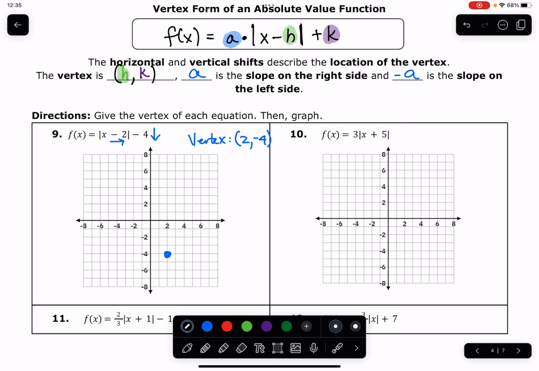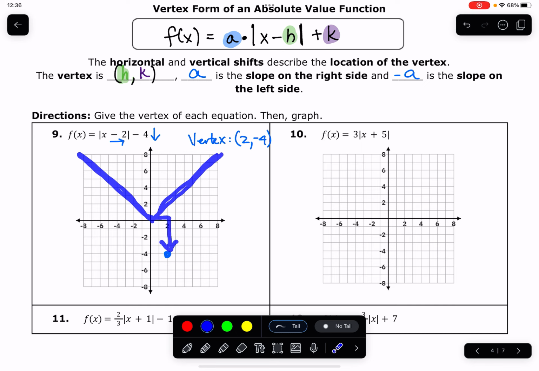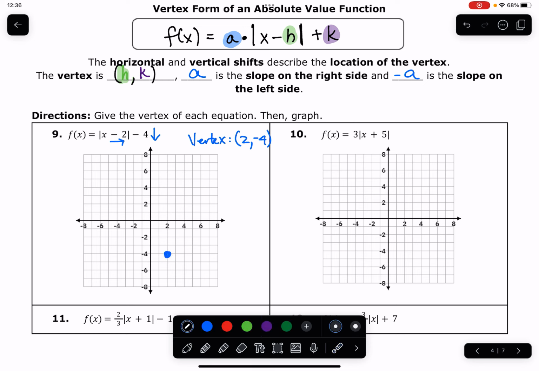So it has been moved from here. So this graph, again, the parent function that normally looks like this, has been shifted 2 to the right and 4 down to this location there. Now, since the value of a, this number right here, is 1, that's going to be the slope moving to the left and to the right. So from the vertex, we're going to move up 1 over 1, up 1 over 1. And the V on the right side is going to look like this.